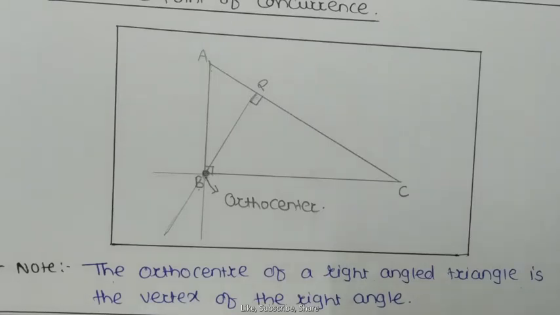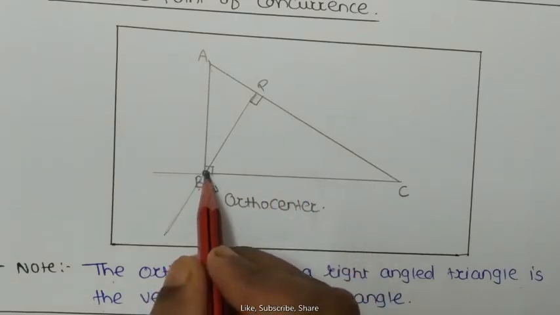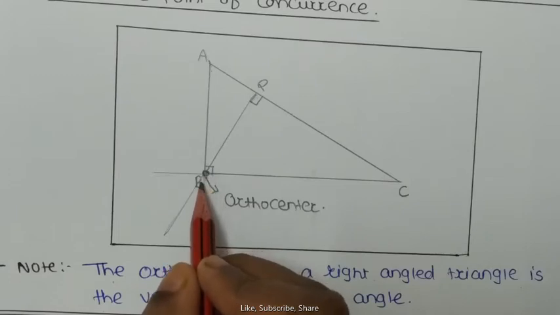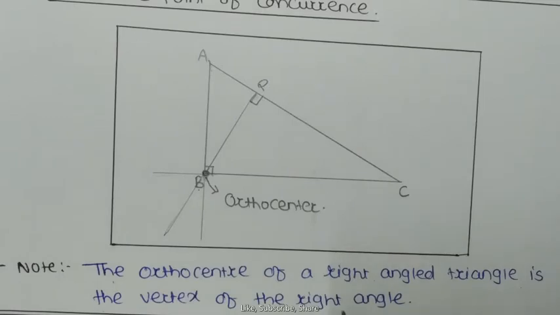That means whenever the right angle is there, this vertex is called the orthocenter. So in this triangle, which vertex has the right angle? That is vertex B. So the orthocenter of this triangle is also vertex B. That is the right angle vertex. Clear? Understand this one? So we have discussed here the right angle triangle, that is the 90 degree triangle.